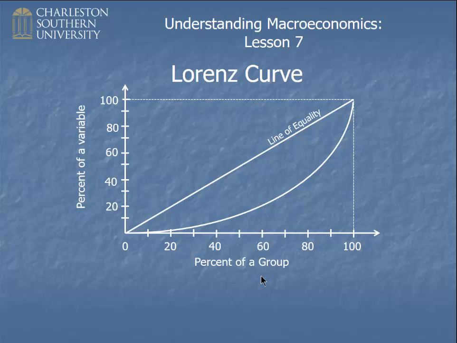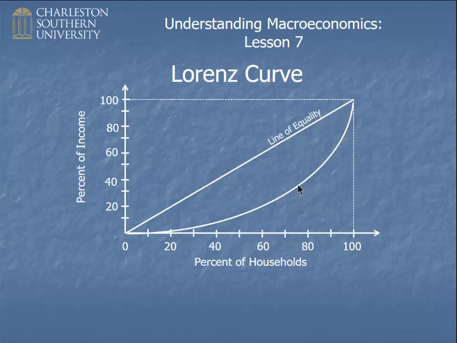Now, on the next slide, I'm going to change this to income. So the way I have it set up here is just generic. It could be a Lorenz curve for anything. So let's change this now to percent of households, right? Because that's the kind of data we get from the Internal Revenue Service, and percent of income.